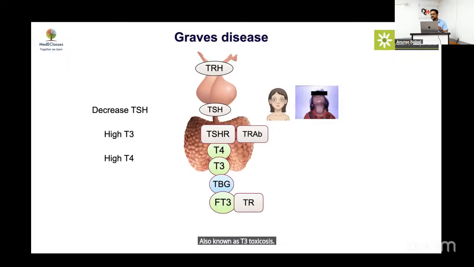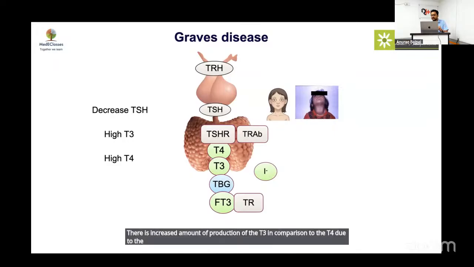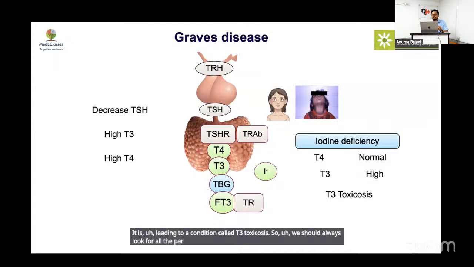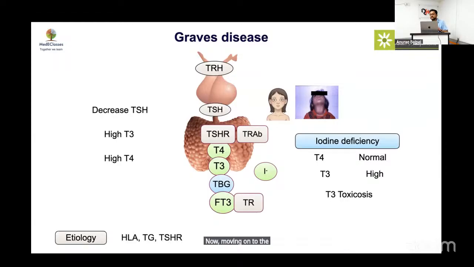In iodine deficiency state, there is increased production of T3 in comparison to T4 due to the high monodeiodinase 1 activity. It is leading to a condition called T3 toxicosis. So we should always look for all the parameters TSH, T3, and T4 when we are evaluating a patient with Graves' disease.